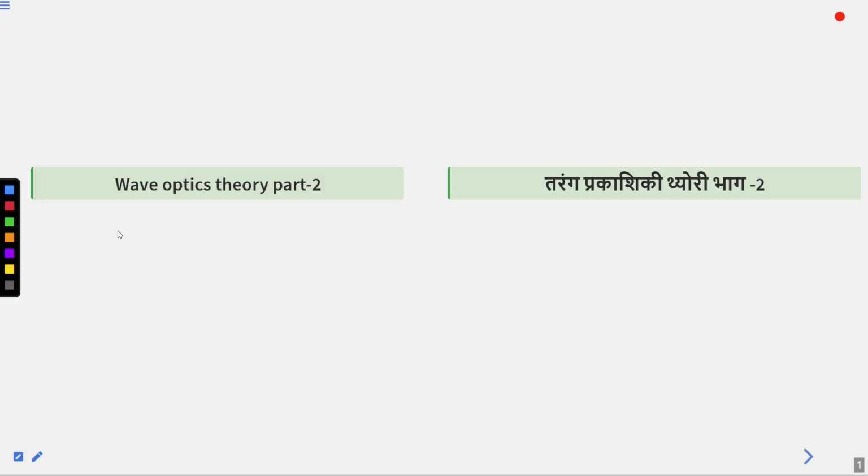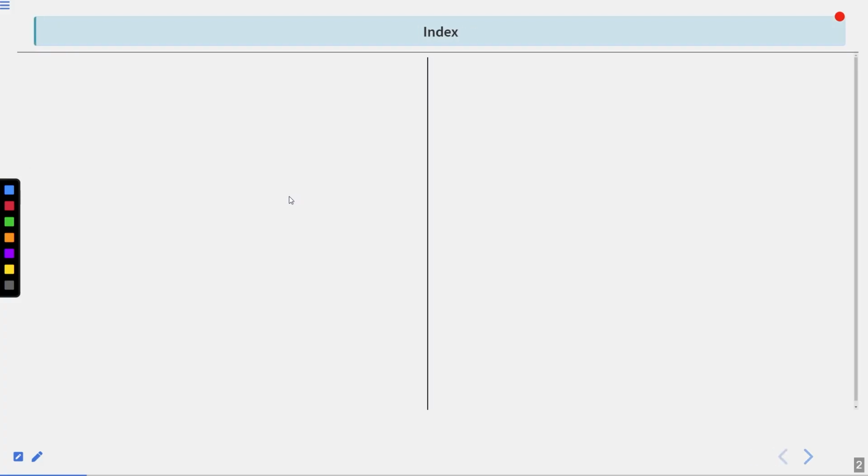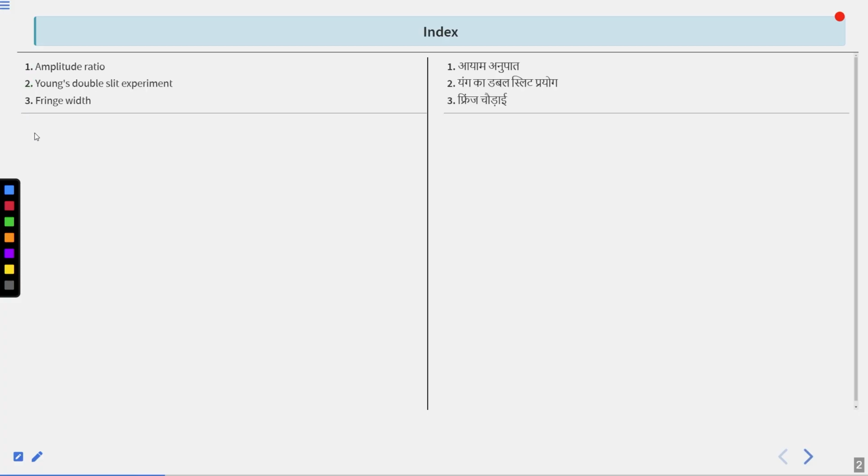Hello students, in today's lecture we will learn about wave optics, and this is theory part 2. The topics which we will learn in today's lecture are, first, amplitude ratio, then Young's double slit experiment, and last, fringe width. So these are the topics which we will cover in today's lecture.